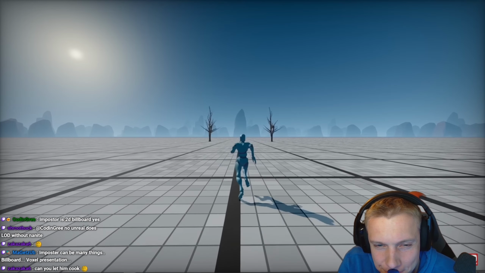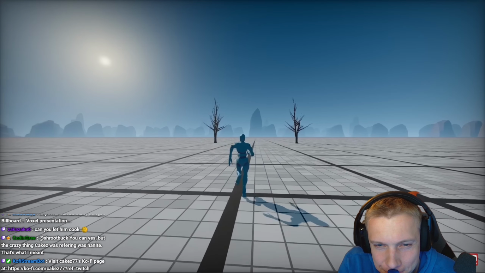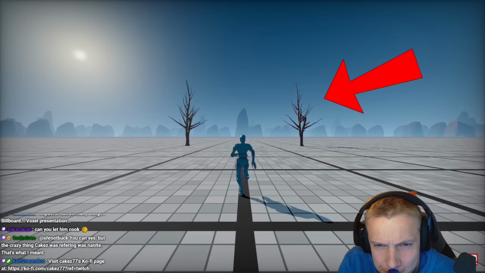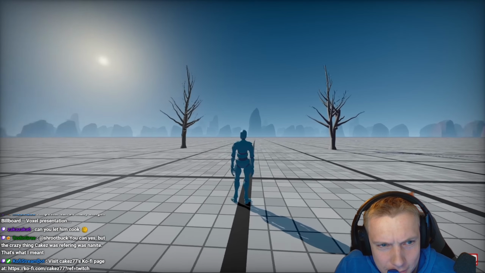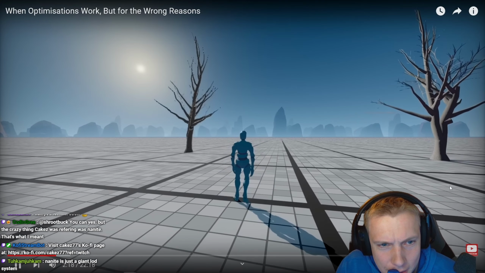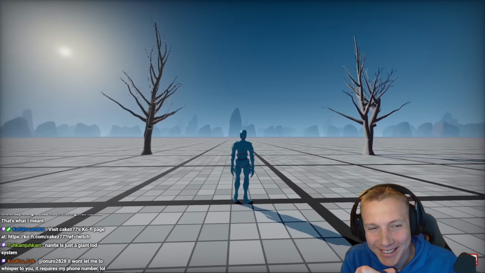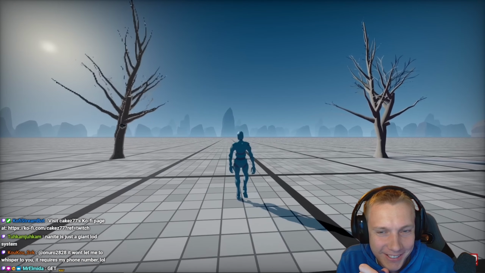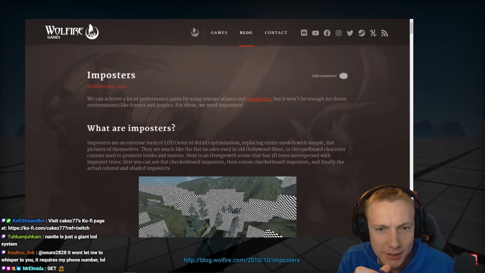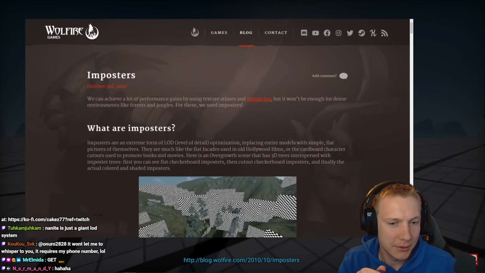But as we move forward, we can see that something is kind of off with one of them. This one looks perfectly normal, but the other one is clearly just a picture that's rotating with us. It was the other one. This is a billboard or imposter. And from far enough away, you really can't tell the difference. With a little bit of work, these imposters can be really advanced.